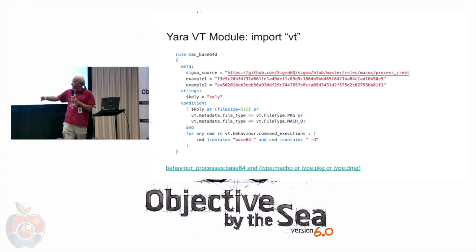to search through the data in your Yara rule. So for example, in this rule, we're saying the file type detection is a macho or PKG, and then we're saying in the VT behavior, in the sandbox execution, it's doing a base 64 decode. This is a common obfuscation technique. There will be a base 64 decode somewhere.